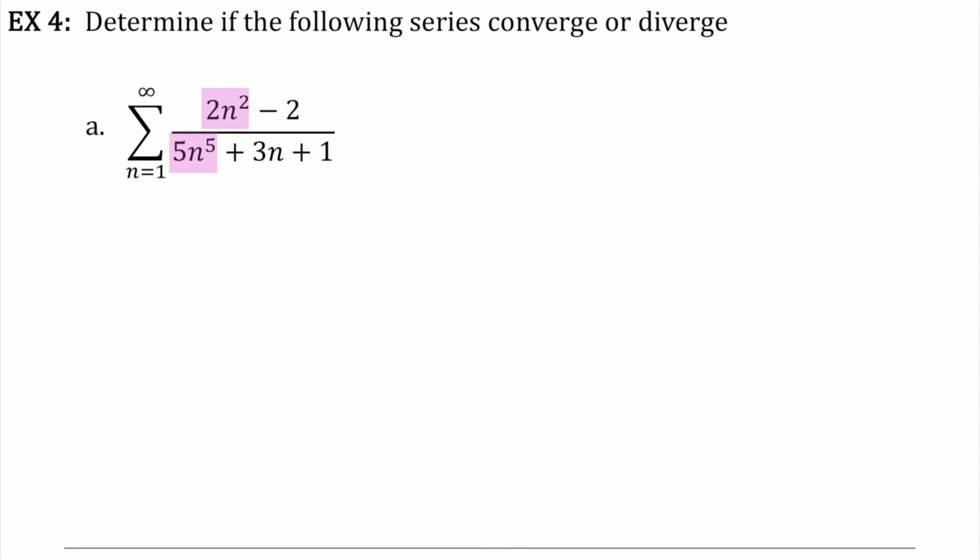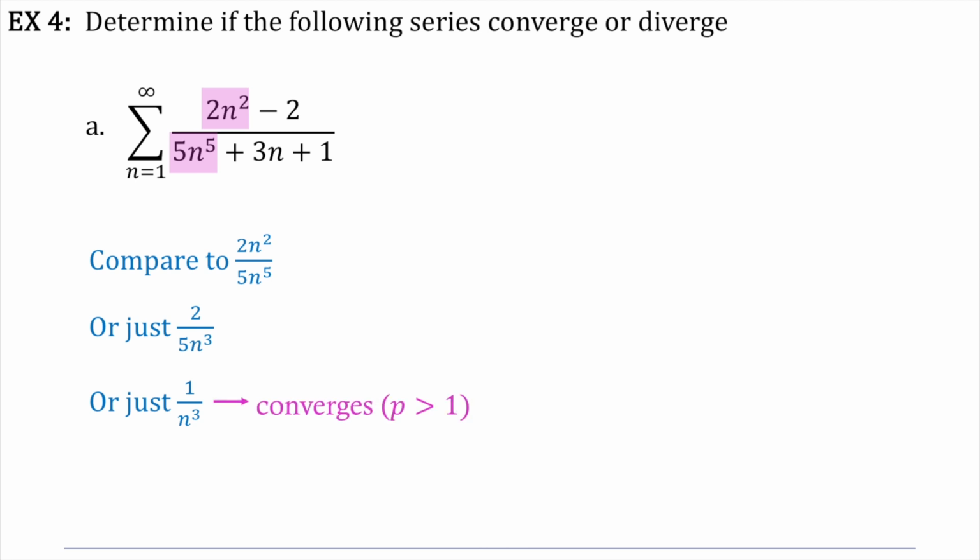Now, the leading terms of this a sub n are 2n squared over 5n to the fifth. So that's what I could compare it to. But actually, I can just simplify that and just go 2 over 5n cubed. But we're going to infinity, so 2/5 is not really going to matter much. So let's just compare it to 1 over n cubed. This is a p series, and it converges because p is greater than 1.